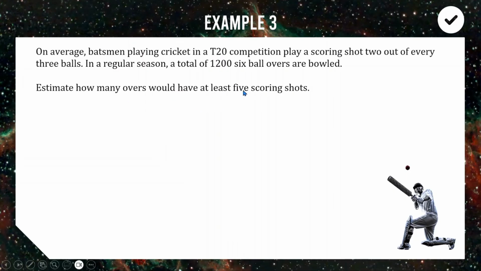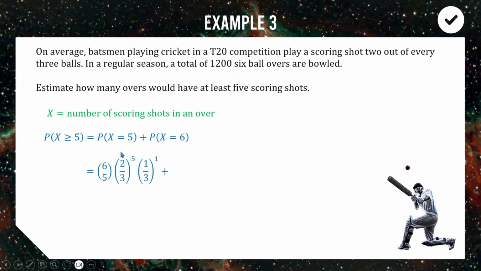So there's 2 ways we can do that. We could have 5 scoring shots out of 6 in the over, or we could have 6 scoring shots out of 6 in the over. So we need to calculate both of those and then crash them together. So let's start off with that. So X is number of scoring shots in an over. We're trying to find the probability of scoring shots being 5 or bigger. So the way we're going to do that is by calculating 5 and calculating 6 using a binomial calculation.